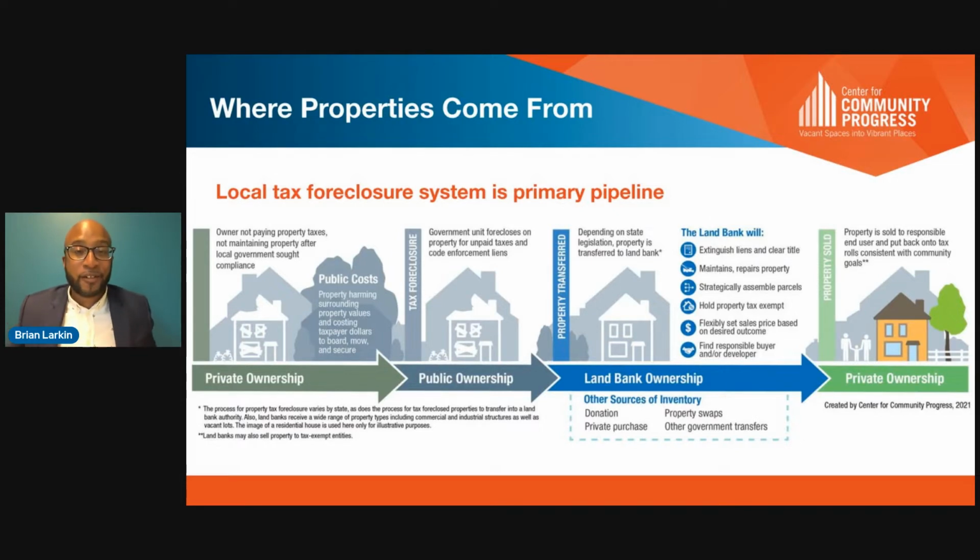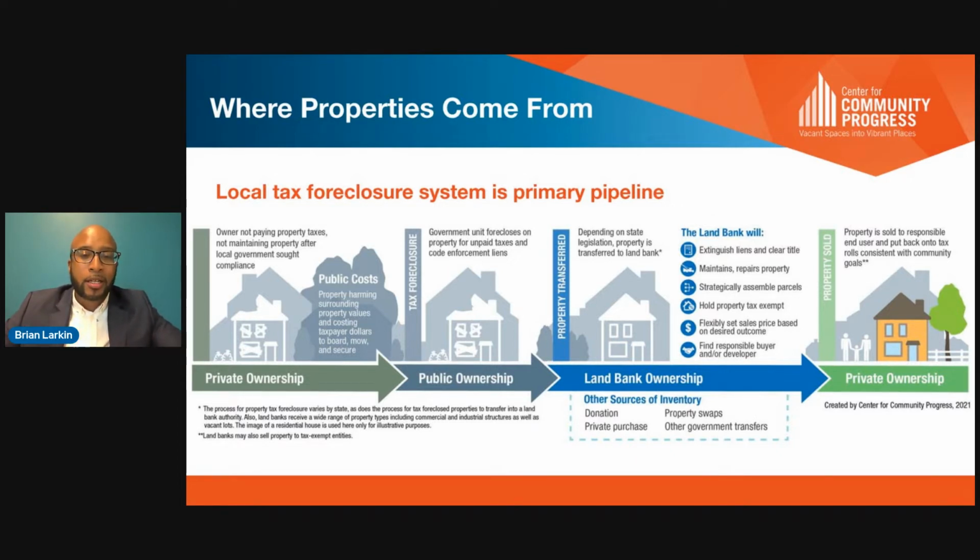So, land banks. The first word in land banks is land. Where does that land come from? The primary pipeline for land banks across the country is the tax foreclosure system. A recent survey done of land banks throughout the country showed that over 70% of the property in their inventory at that point in time came from the tax foreclosure pipeline. This is really important. This is the lifeline of land banking activities.